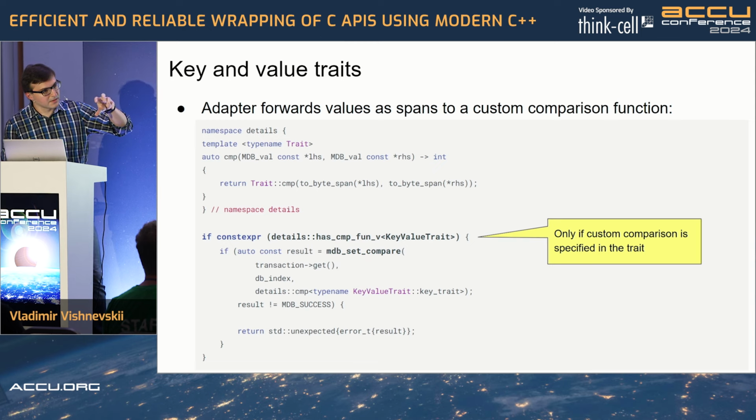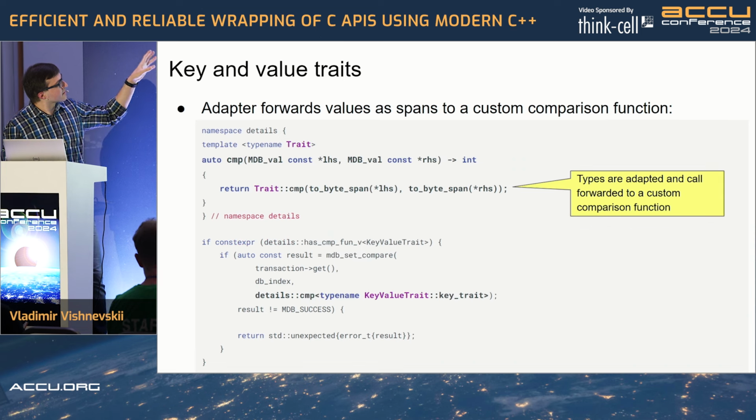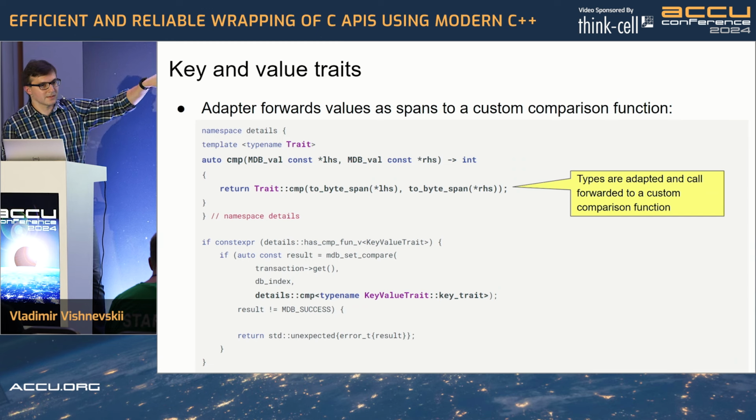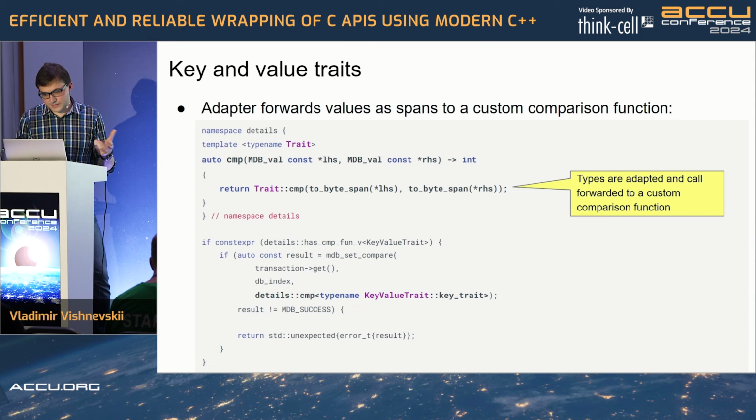But we need to adapt our C++ callback to be compatible with the C API. For this, we can use the function template CMP that we instantiate with our trait, and it just delegates the call to our trait's CMP function, adapting the parameters. So even if the callback is provided, the callback still operates with the C++ abstractions, not with the C abstractions. That's the way this can be done.